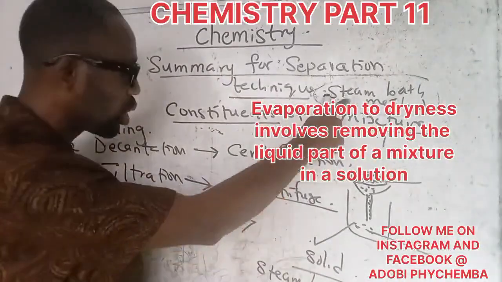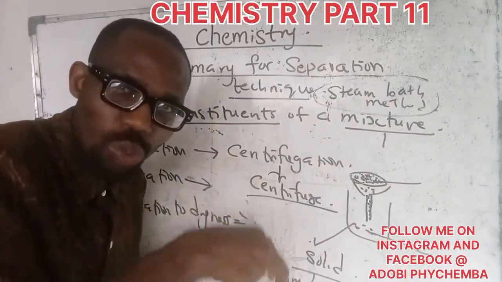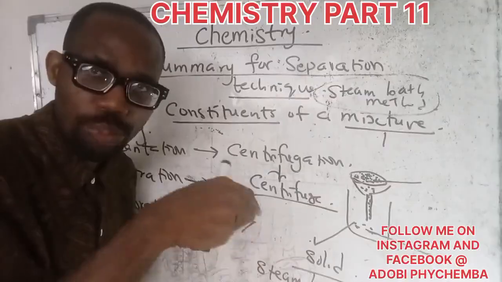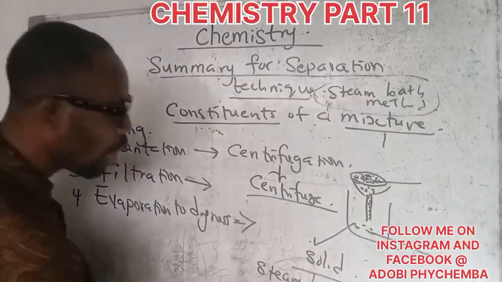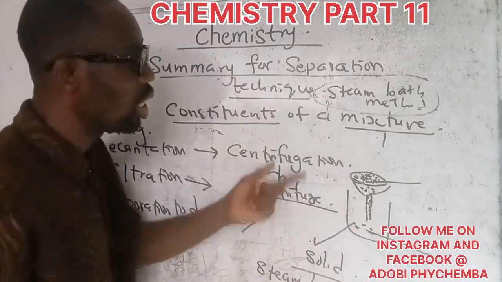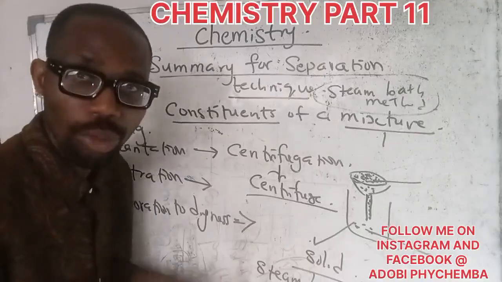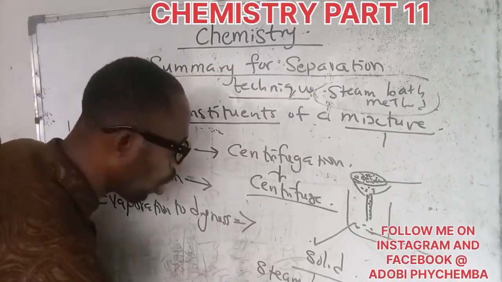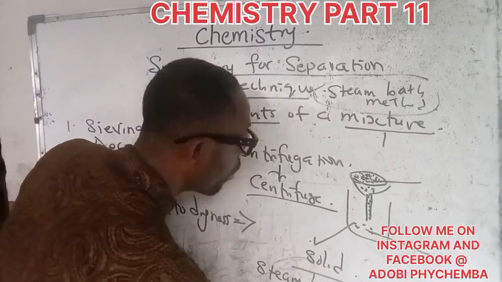So that method is the steam bath method. But the very essence is to remove the liquid part of a mixture from a solution. Is that clear? So when you use water in carrying out this method, modifying the evaporation to dryness, it's called the steam bath method. But when you use oil, it is called the oil bath method.